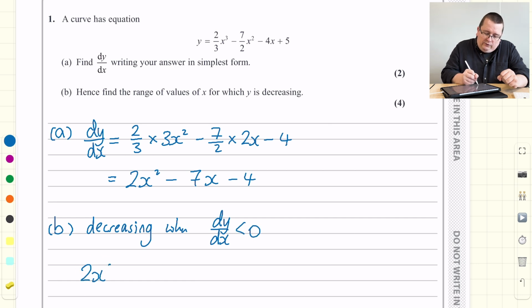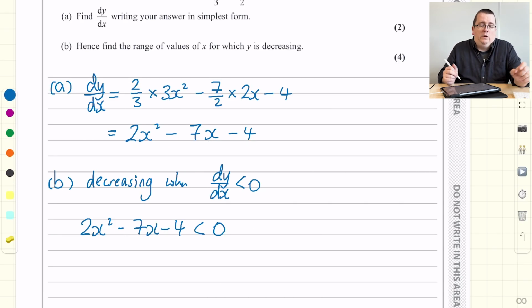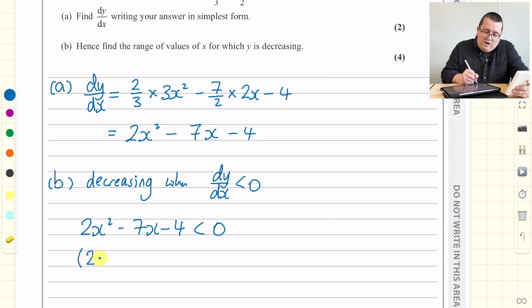So 2x squared, take away 7x, take away 4 is less than 0, and we need to solve this quadratic inequality. So what I'm going to do is factorize the quadratic. I'm going to plug the quadratic into my solver. So 2x squared, take away 7x, take away 4. And we get minus 1/2 and 4. So if x is minus 1/2, one of the brackets will be 2x plus 1. And if we've got 4, then we've got x take away 4.